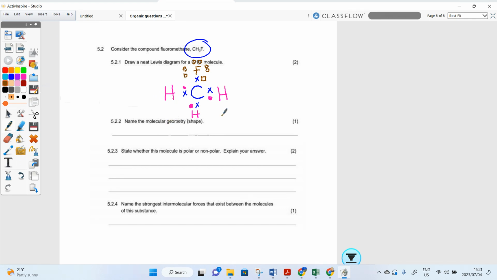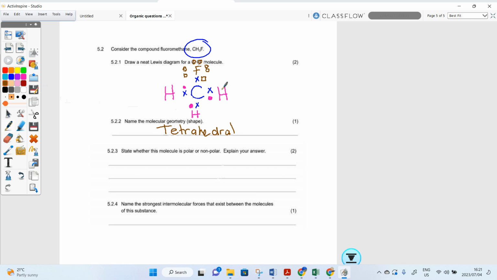Now they want the molecular geometry. Can you see how all the topics are mixed up? 4 is? Tetrahedral. But wouldn't it be something else because it's got 2 lone pairs at the top pushing it down? That's not your central atom. Carbon doesn't have any lone pairs. Carbon will always have 4, so it'll always be tetrahedral.